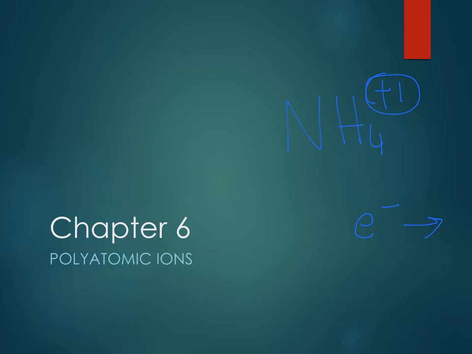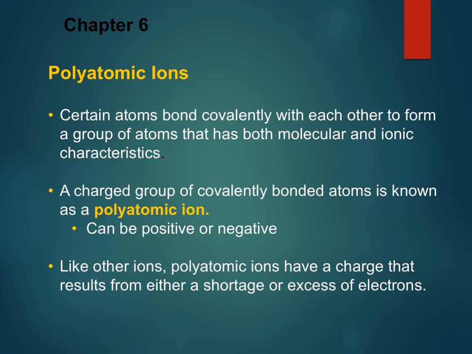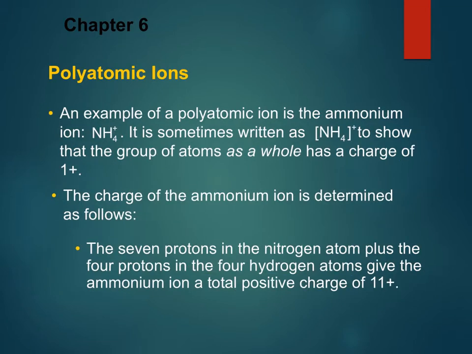Lewis structures are done the same for polyatomic ions as for regular atoms, except that you have to account for the overall charge. Polyatomic ions are certain atoms that bond covalently with each other, and they will have a need for either extra electrons or to give up some of their electrons. They have a shortage or an excess of electrons. An example is NH4, as I mentioned earlier, and it has a plus 1 charge.